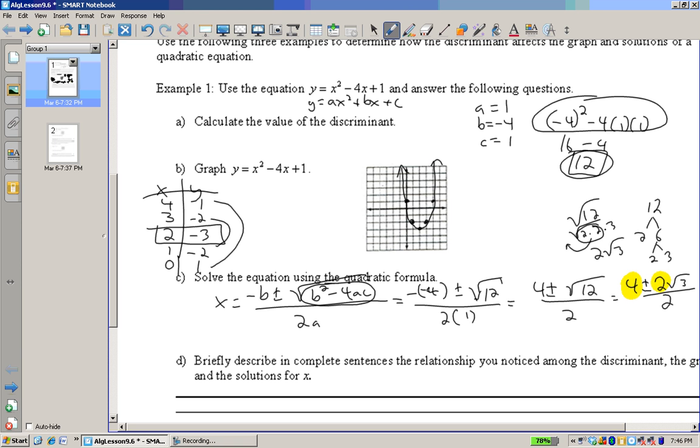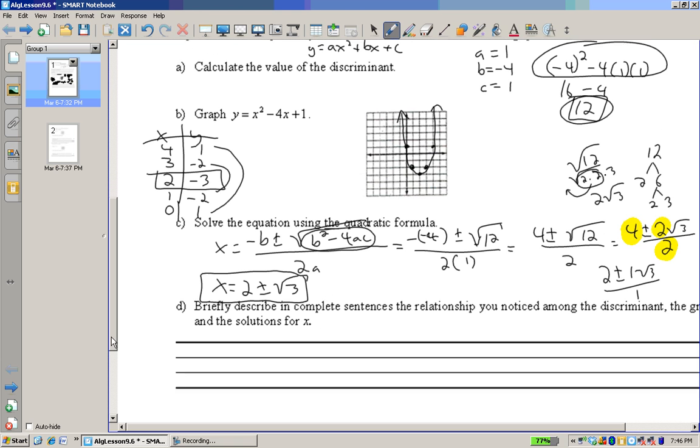Because I have something that will reduce in all 3 highlighted areas, I can reduce that. So divide by 2, divided by 2, divided by 2. We're going to end up with 2 plus or minus 1 square root of 3 over 1, or just simply x equals 2 plus or minus the square root of 3.